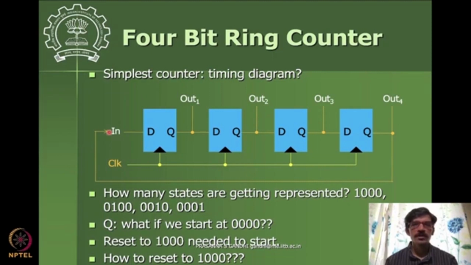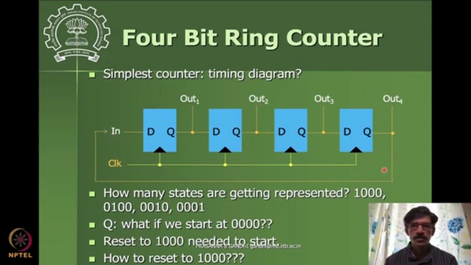Okay, so under this scenario, let's see how this ring counter will work as the clock ticks. If we start from, say, the 1 0 0 0 state, let's say somehow we have got this state inside here. So after one clock cycle, say this is 1, this is 0, this is 0, this is 0. After one clock cycle, this 1 is going to get passed on to this, so this will become 1.